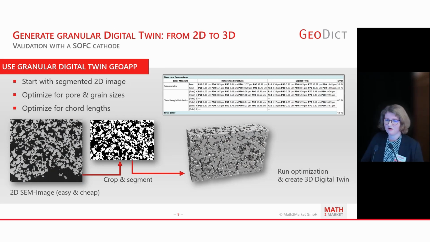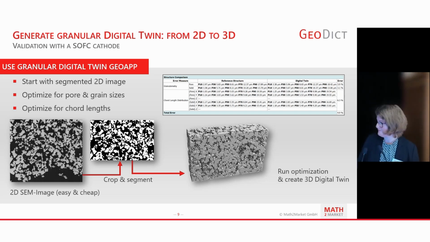So here this technology is shown for an SEM image of a solid oxide fuel cell cathode, where the original image is shown on the left and the created digital twin is shown on the right. Visually, these two geometries look very much alike, and the size distributions of the two material phases are also very close. So you get a really good digital twin only based on the 2D image.